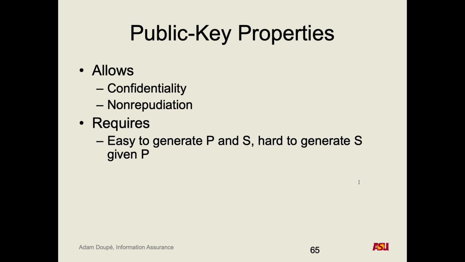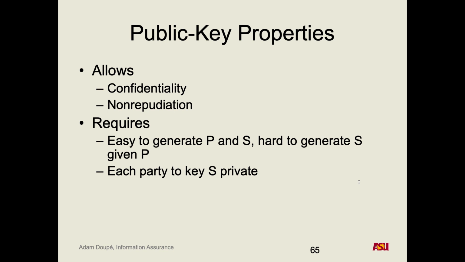And this is basically the underlying mathematics here. You need something where it's easy to generate the public key and the secret key, but it's difficult to generate the secret key given the public key. The P is public, S is secret. So it's easy to generate the public key and the secret key, but difficult to generate the secret key from the public key. And this makes sense. This is the fundamental tenet of this system, right? We need this to be the case, otherwise this whole system falls apart and it's not useful.